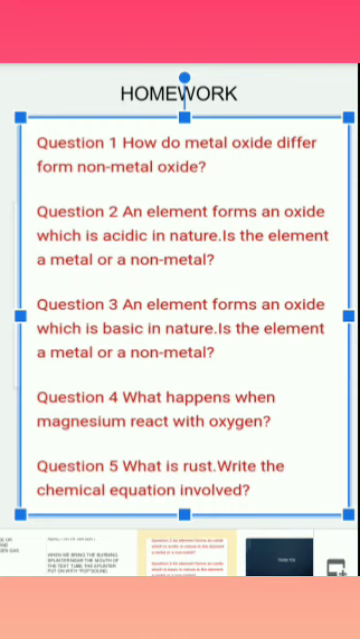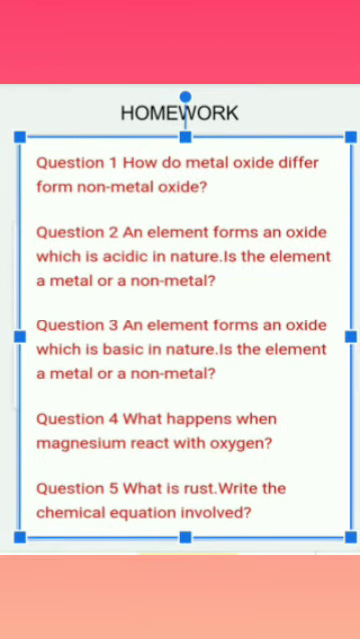What happens when magnesium reacts with oxygen? Magnesium reacts with oxygen to give magnesium oxide. What is rust? Write the chemical equation involved. So rust is ferrous oxide with water, that means hydrated ferric oxide. That is known as rust. The chemical equation: Fe plus O2 plus water gives Fe2O3 plus x molecules of water.